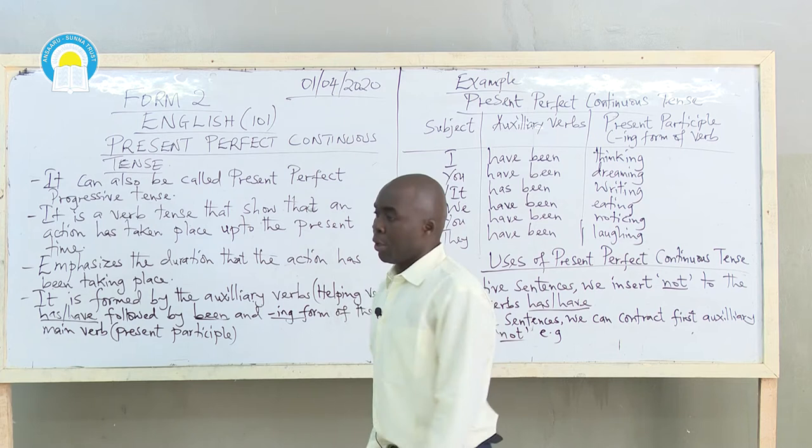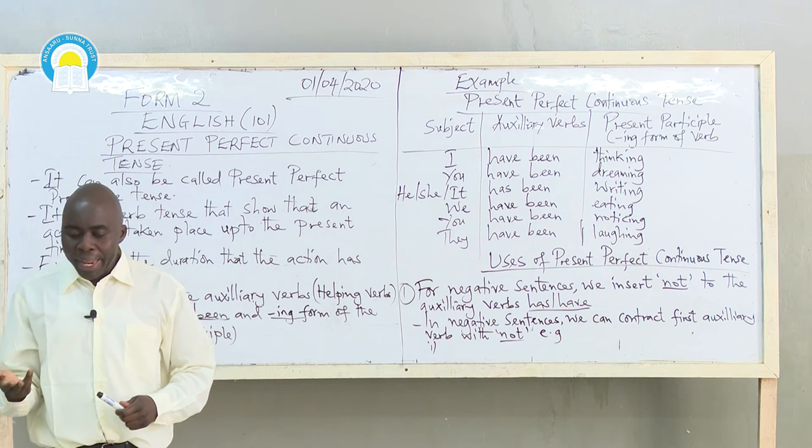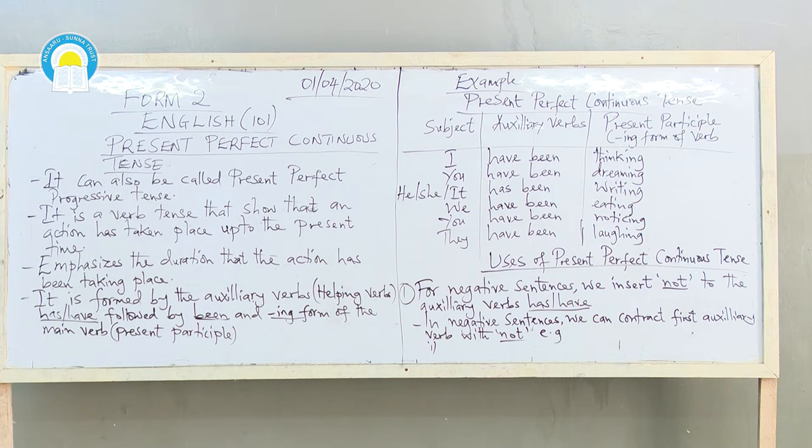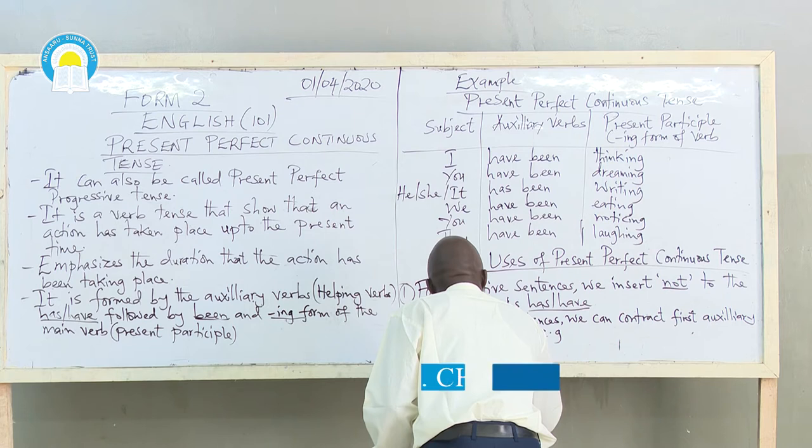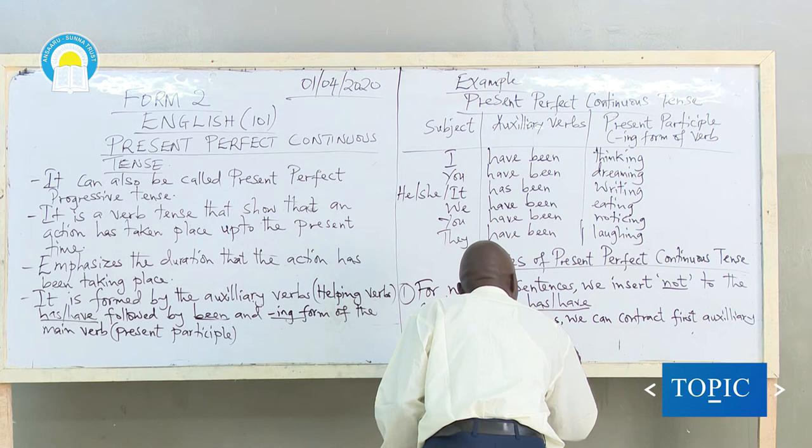We have the first example here. I have not been playing tennis. If you don't want to say I have not been playing tennis, you can contract the words have and not so that you say I haven't been playing tennis. So we have the subject I. Haven't been playing tennis.